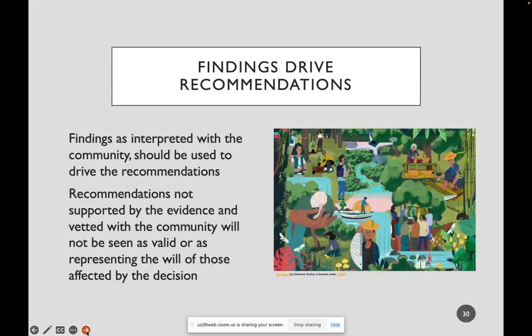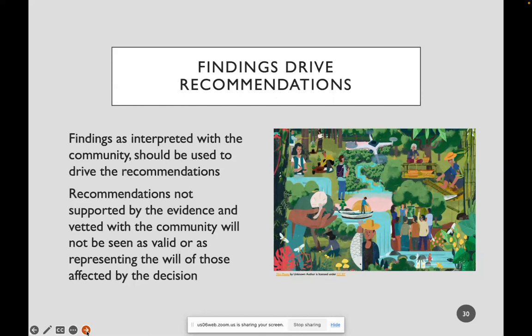And then your findings as interpreted with the community really should be what drives your recommendations, which is what our next webinar in the HIA How-To series is about, forming these recommendations. If there are recommendations that come from the community that don't have evidence to support them, you need to go back to your evidence and you need to say, this is validated through community narrative.